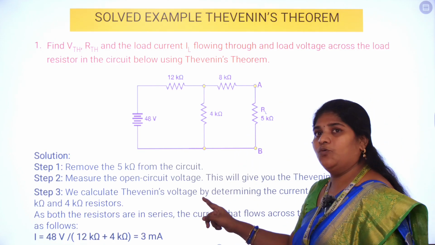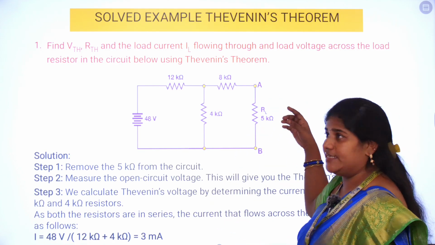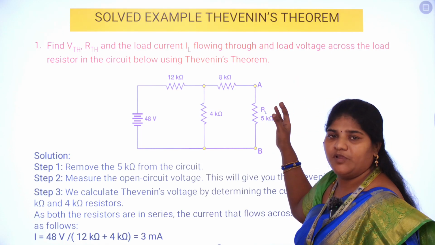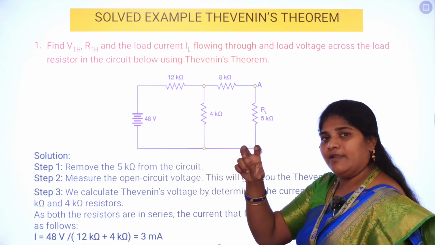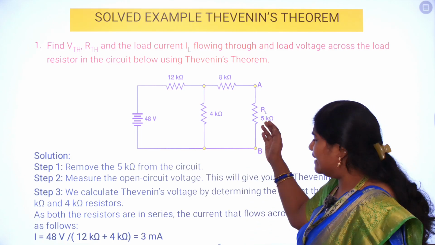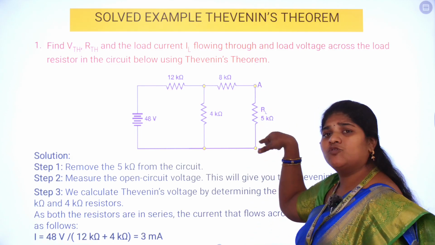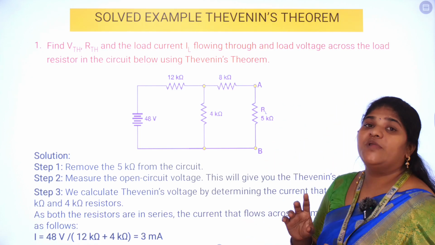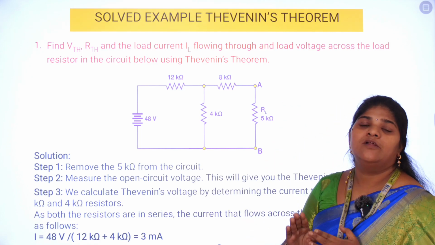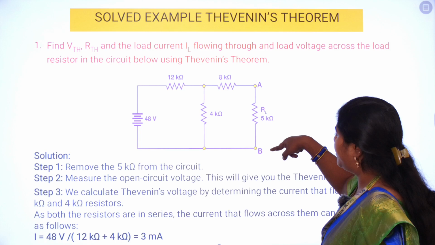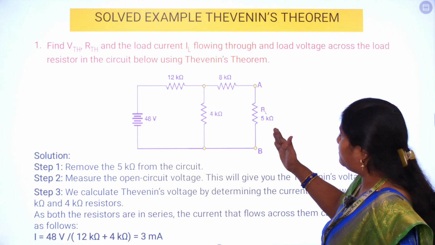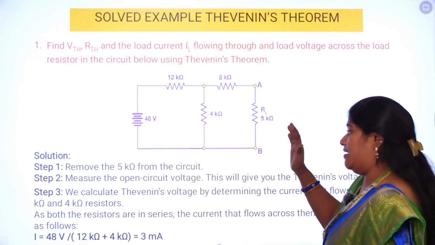Coming to step number 2, after removing the load resistance, this particular region becomes open circuited, because once you remove a component or a branch, right, this place becomes open circuited. Now this is the place where we are supposed to find out VTH or open circuited voltage. So I have to find out this open circuited voltage across this place after removing my RL, right?